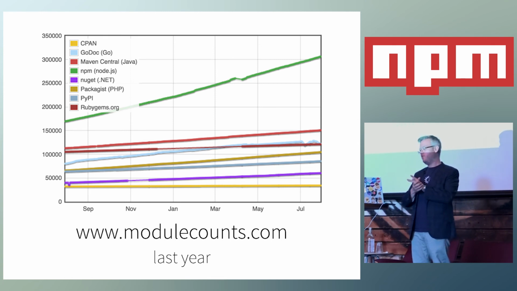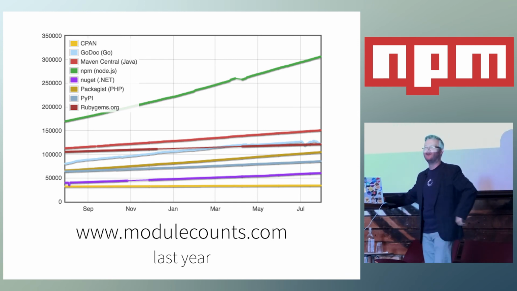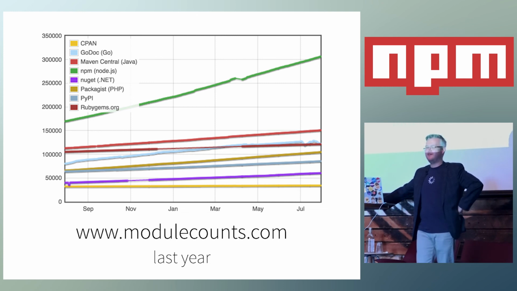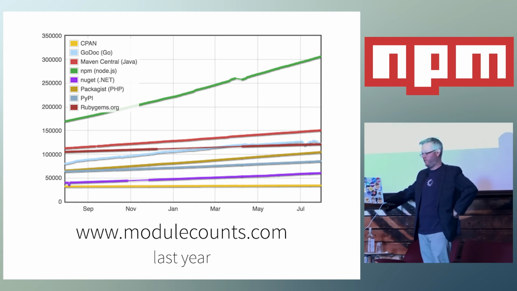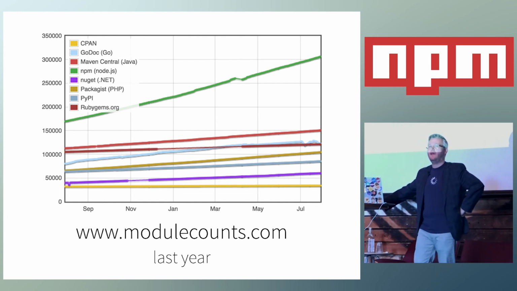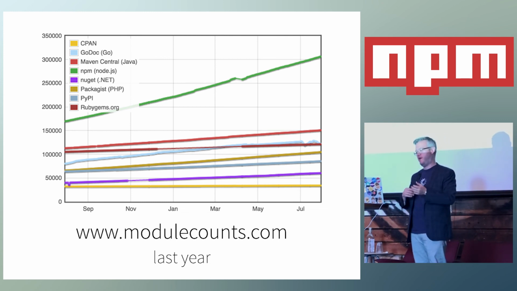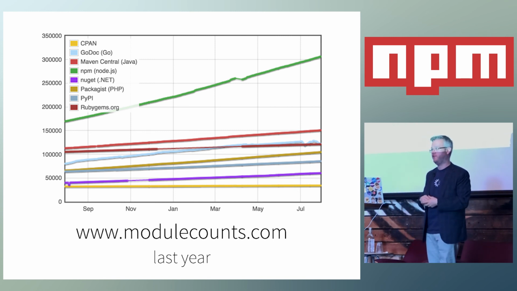I was wondering whether Isaac would try out this chart, but I thought maybe it will come later. I think this is a fantastic chart, and it's really important. The website is modulecounts.com, and this is the growth of npm compared to all other package managers. You can see the trend across them all is generally increasing, and that's a great thing.